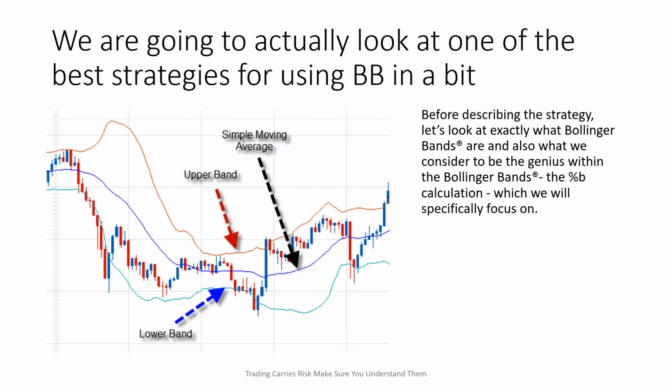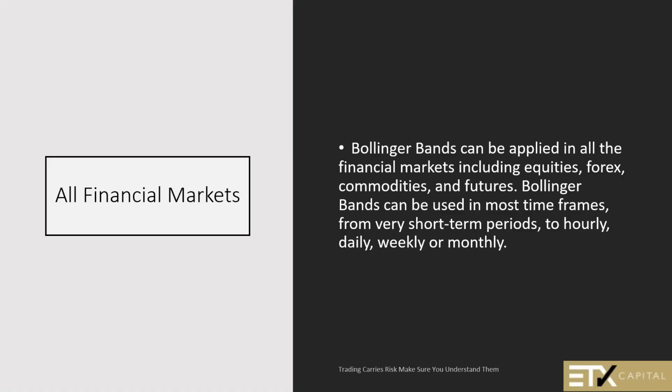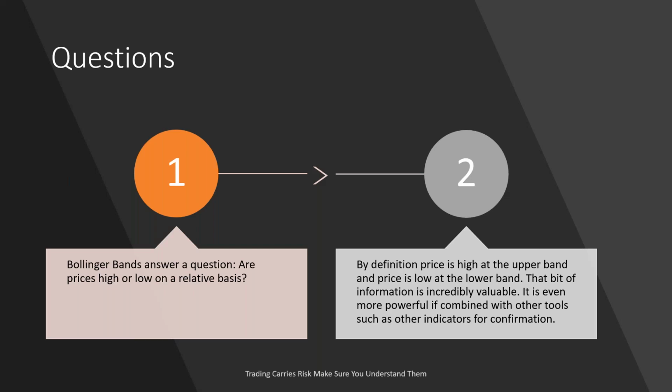Now, let me take you over to a chart, and we're going to first see what Bollinger Bands look like and how to easily drop them on your charts. As I mentioned, Bollinger Bands can be applied in all financial markets, including equities, Forex, commodities, and futures. They can be used in most time frames, from very short-term periods to hourly, weekly, and monthly. So let's take a look at these funny little things and put them on a chart for you.